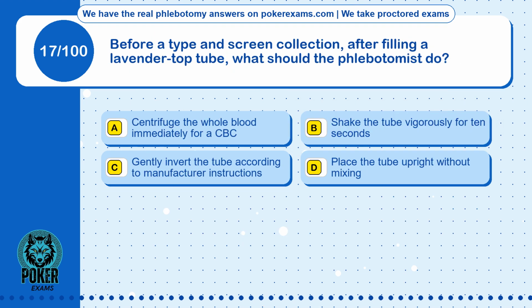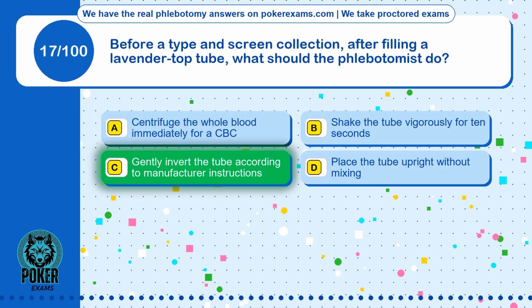Question 17. Before a type and screen collection, after filling a lavender top tube, what should the phlebotomist do? Option A, centrifuge the whole blood immediately for a CBC. Option B, shake the tube vigorously for 10 seconds. Option C, gently invert the tube according to manufacturer instructions. Option D, place the tube upright without mixing.